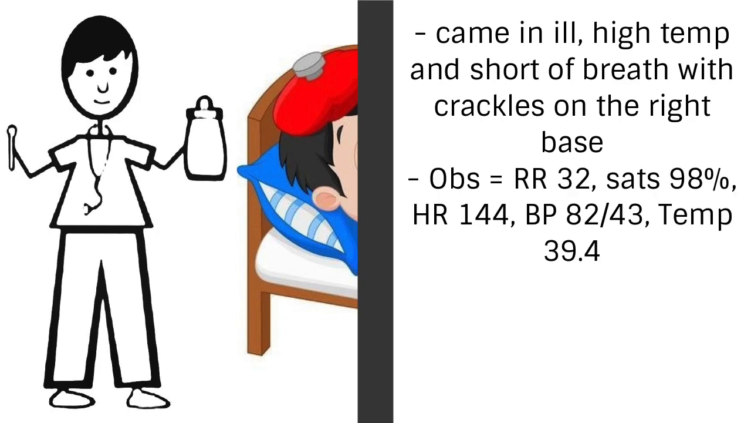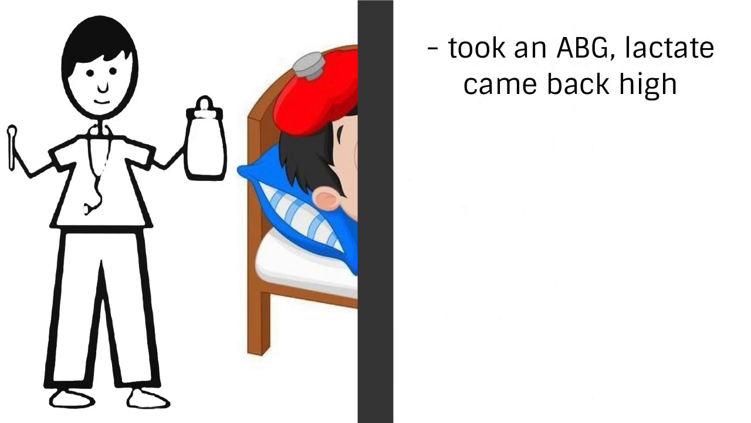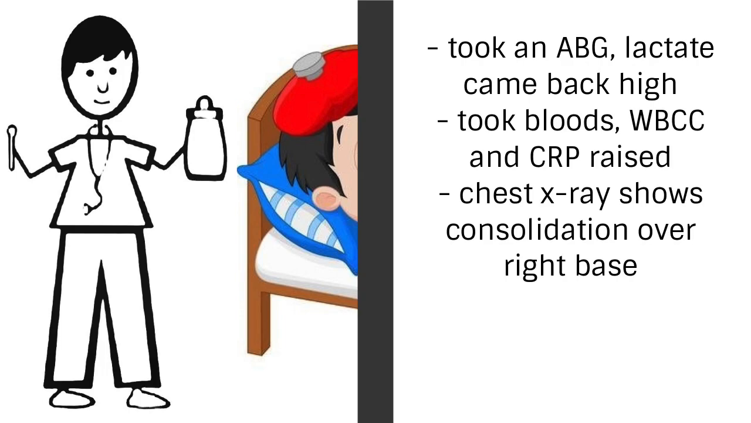The last set of obs that I took for her, she had a respiratory rate of 32, her SATs were 98% on 15 litres of oxygen, and her heart rate was 144, and she had a blood pressure of 82/43, and her temperature was still 39.4 degrees. She doesn't have any past medical history, isn't on any medication, and doesn't smoke, and has no known drug allergies. I took an ABG, which has come back with quite a high lactate. Her bloods, when they came back, showed a raised white blood cell count and a raised CRP. I also ordered a chest x-ray that has shown consolidation on the base of the right lung.